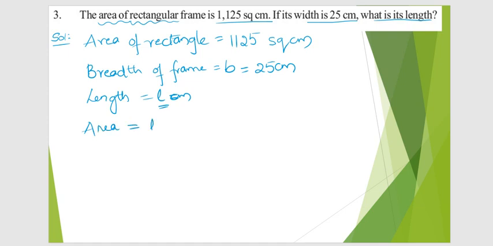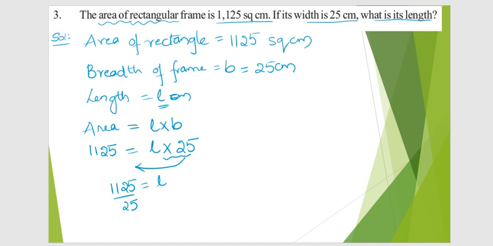Now we know the area of a rectangle. What is the formula? Length into breadth. Already the area is given as 1125 square centimeters, which is equal to length, which we don't know so keep L as it is, and breadth is 25 centimeters, so take 25. Now if I transpose this 25, since it is in product form, when you transpose it becomes divided by. So I am going to have 1125 divided by 25.